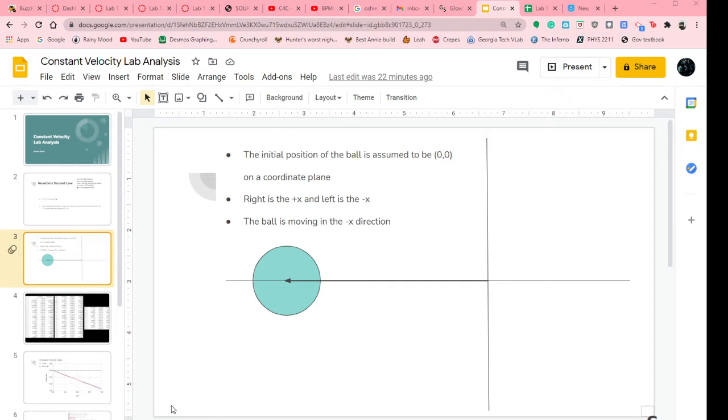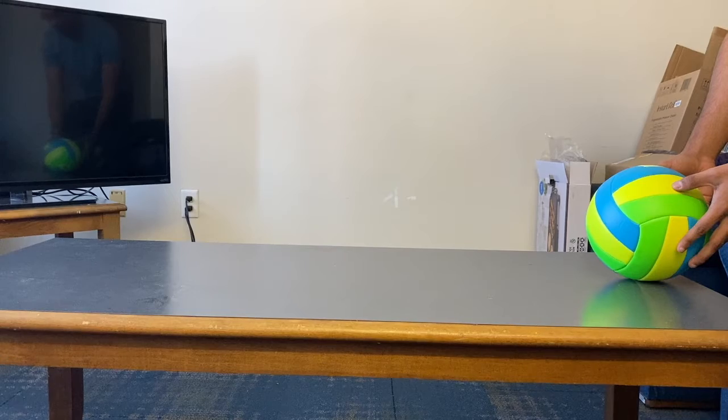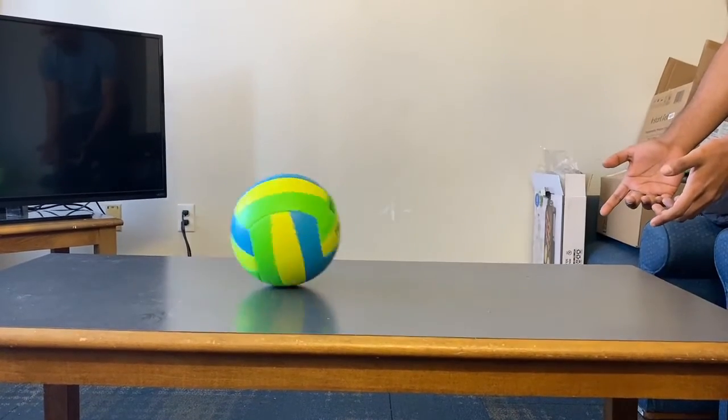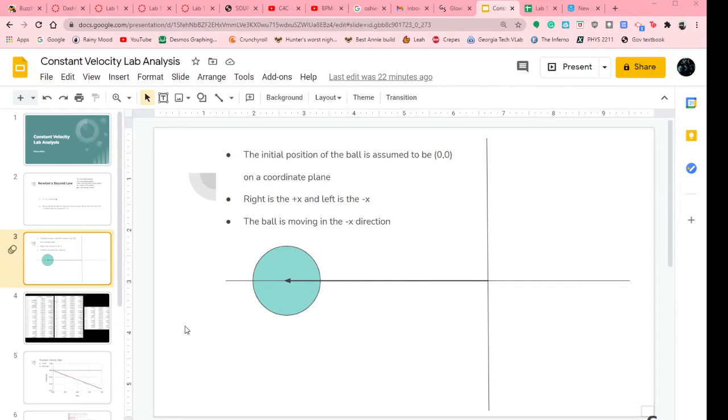So we made this diagram based off of this video that I recorded pushing the volleyball across a table. From the video, the initial position of the ball is assumed to be 0, 0 on the coordinate plane. The orientation is that the right is positive x and the left is negative x. And the ball is moving in the negative x direction.